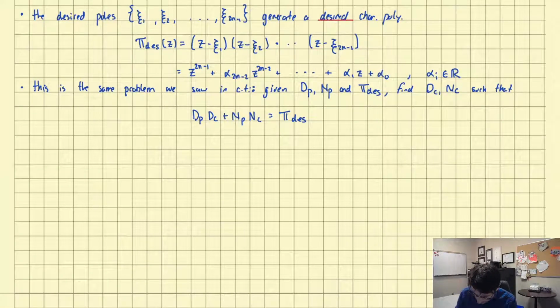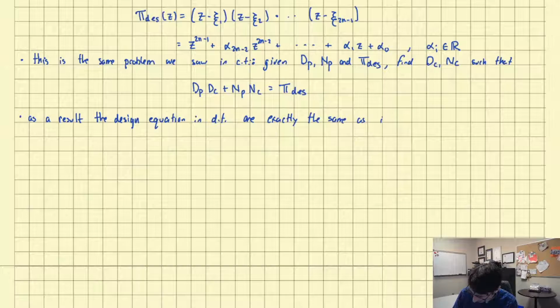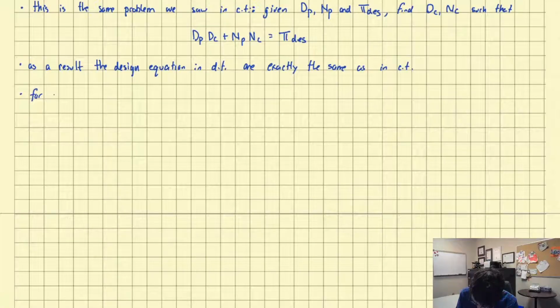Okay. And so as a result, the design equations in discrete time are exactly the same as in continuous time, for the vanilla pole placement or pole placement with a strictly proper controller. For those two cases, it's exactly the same. Okay. Let's look at the case of a second order plant. For a second order plant, we get the following equation.